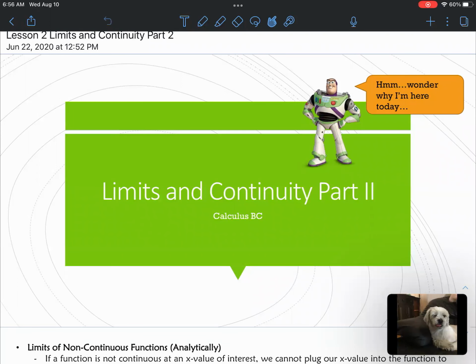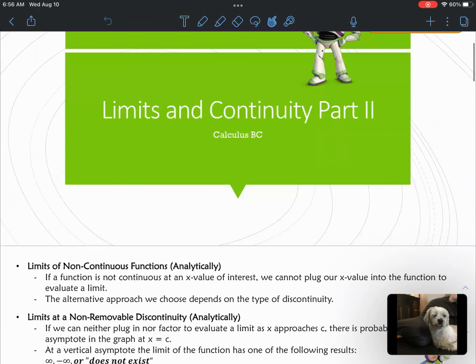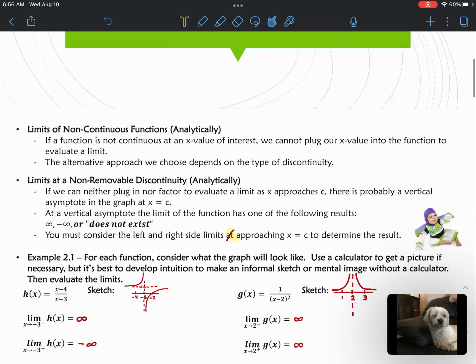Okay, limits and continuity, part 2. This is lesson 2 of the Calc A review. Go ahead and move down to second page here.